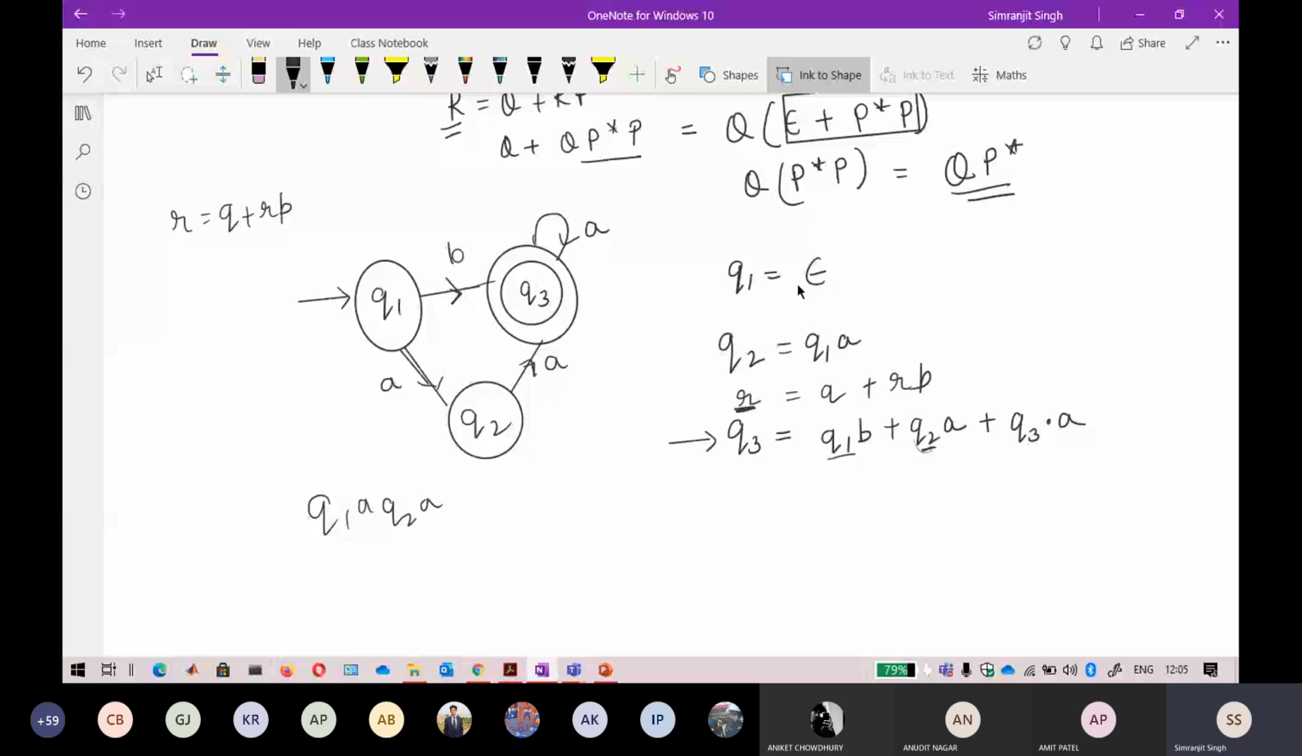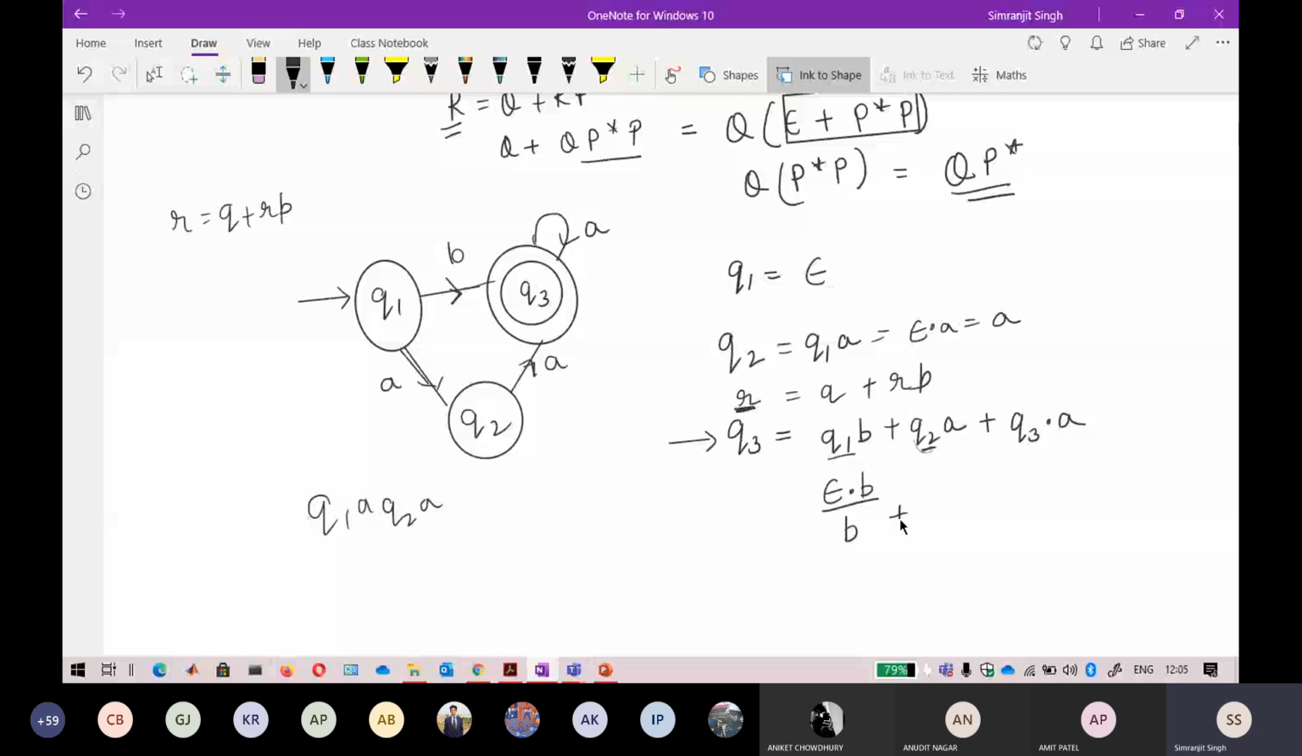So how can this expression be replaced? Q1 can be replaced via epsilon, so I can directly write epsilon. Epsilon multiplied by anything is again a simple B here, so I can write it like B. Now the second one is Q2. Again you can put the value of epsilon here, Q1, epsilon A. You will get the value of Q2 as A. So now you can directly put the value of Q2 as A followed by A here. Now the third one is your Q3A. There is no problem regarding Q3.